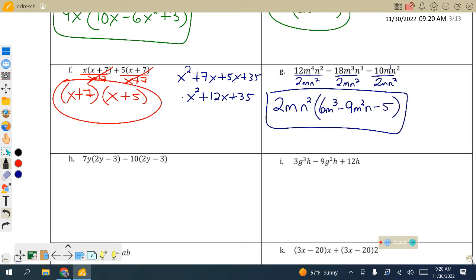So whatever's inside that quantity, I always do a quick glance. Do I have anything in common still? No. 2m n squared was my GCF. It gets a little bit more with two variables, but nothing really changes around.